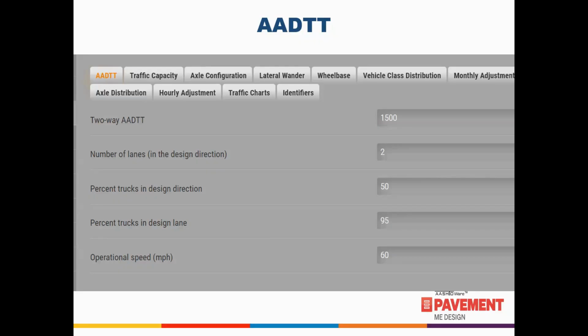Total number of trucks, number of lanes in the design direction, percent trucks in the design direction, which is normally going to be split 50-50, but it doesn't have to be that. Percent trucks in the design lane, which is going to be dependent on the number of lanes in the same direction. And then finally, the operational speed.